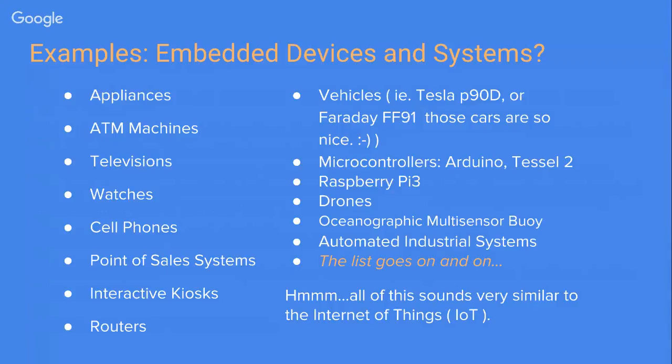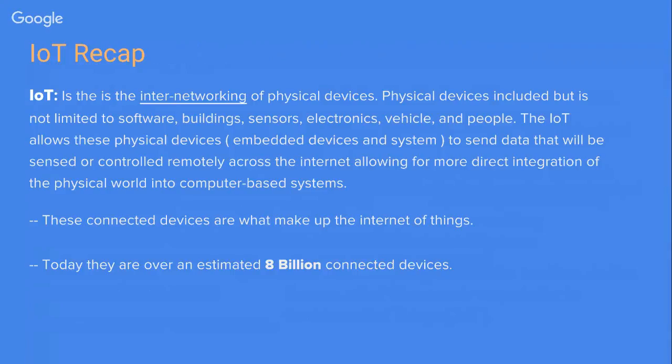So that sounds very similar to what I was talking about last time. And while I was doing this, I said, man, this sounds like the Internet of Things. And it is. This is the rough definition of what the Internet of Things is: the internet networking of physical devices. Those can include, but are not limited to, software, building sensors, electronics, vehicles, very similar to all of those embedded devices that we just saw on the list previously. The Internet of Things allows these physical devices to send data or be sensed and controlled remotely across the internet, and it gives you direct interaction with the physical world.